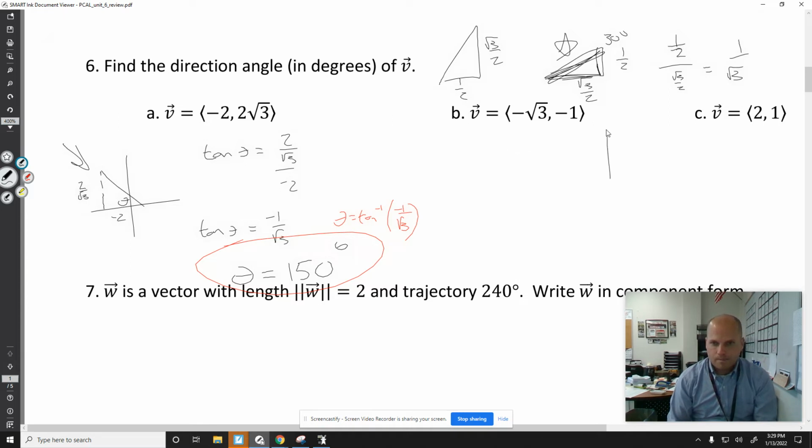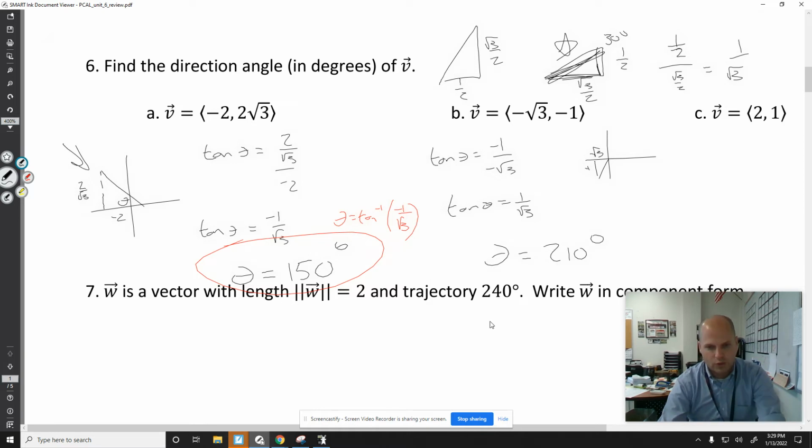This is the same thing. I'm going down over to the left, root 3, down 1. So we're in the third quadrant, so we're going to be somewhere between 180 and 270. I could set up the formula tan theta equals opposite over adjacent. So that's going to be tan theta equals 1 over root 3. We just found it's at a 30-degree reference angle, but this time it's going to be in the third quadrant. So that's 180 plus 30 degrees, which will be 210 degrees.